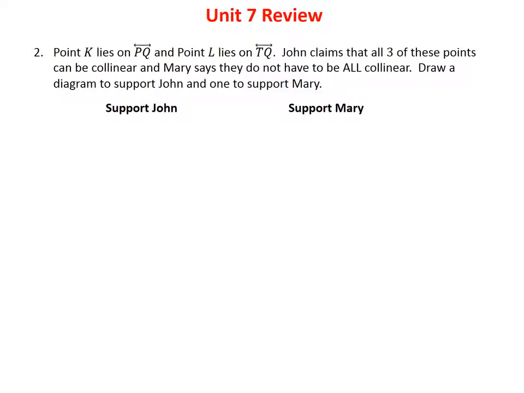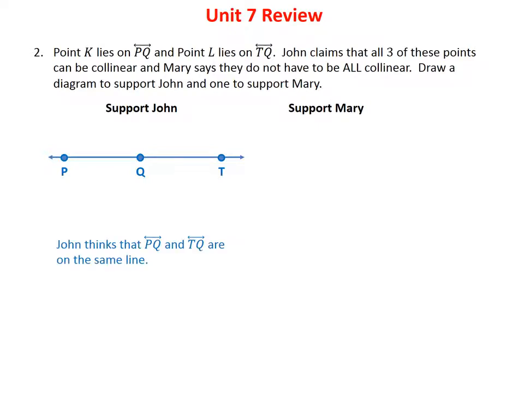Well, here's what John's thinking. John's obviously put P, Q, and T all on the same line, so P, Q, and T are collinear. Now if I put point K onto PQ and I put L onto TQ, you can see clearly that all these points are on the same line and they're all collinear. So John's true that they can be all collinear.